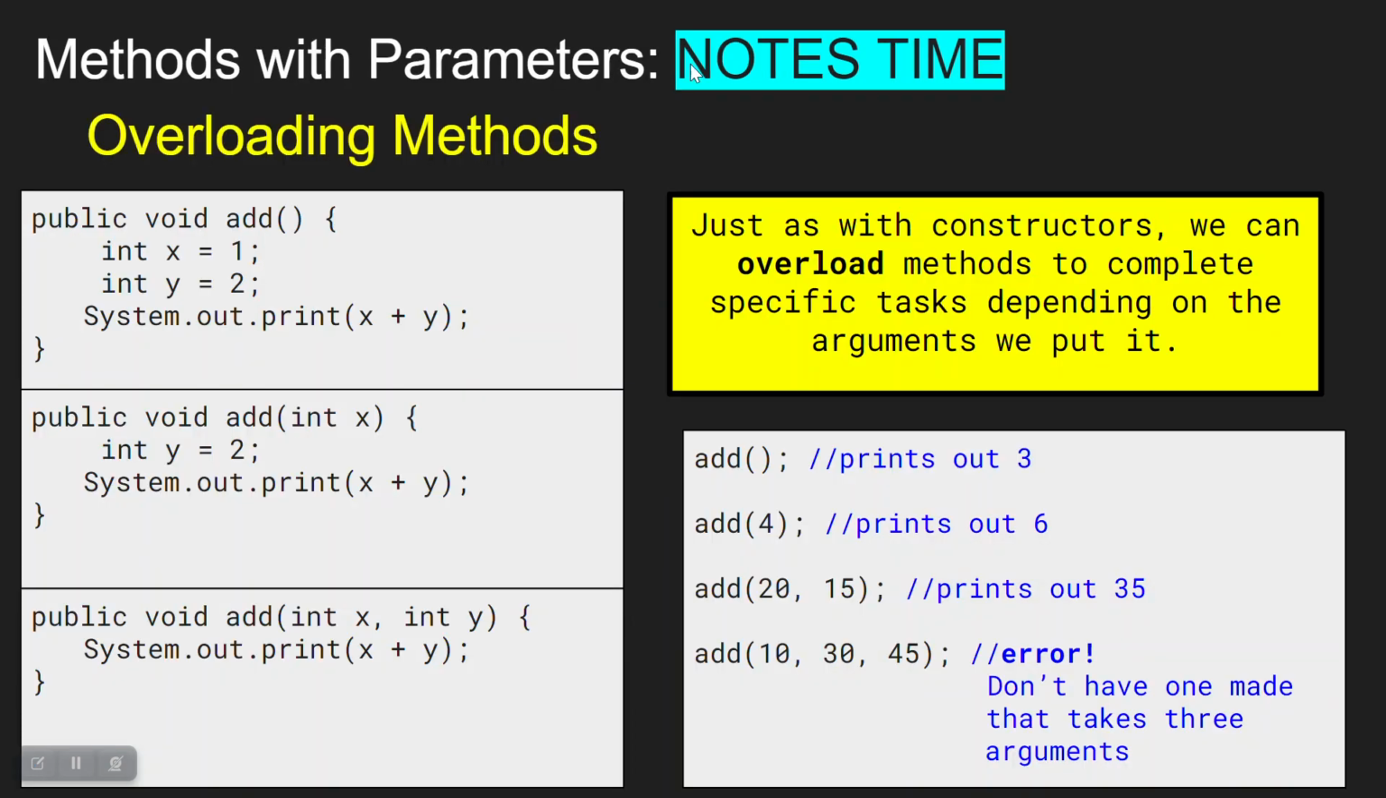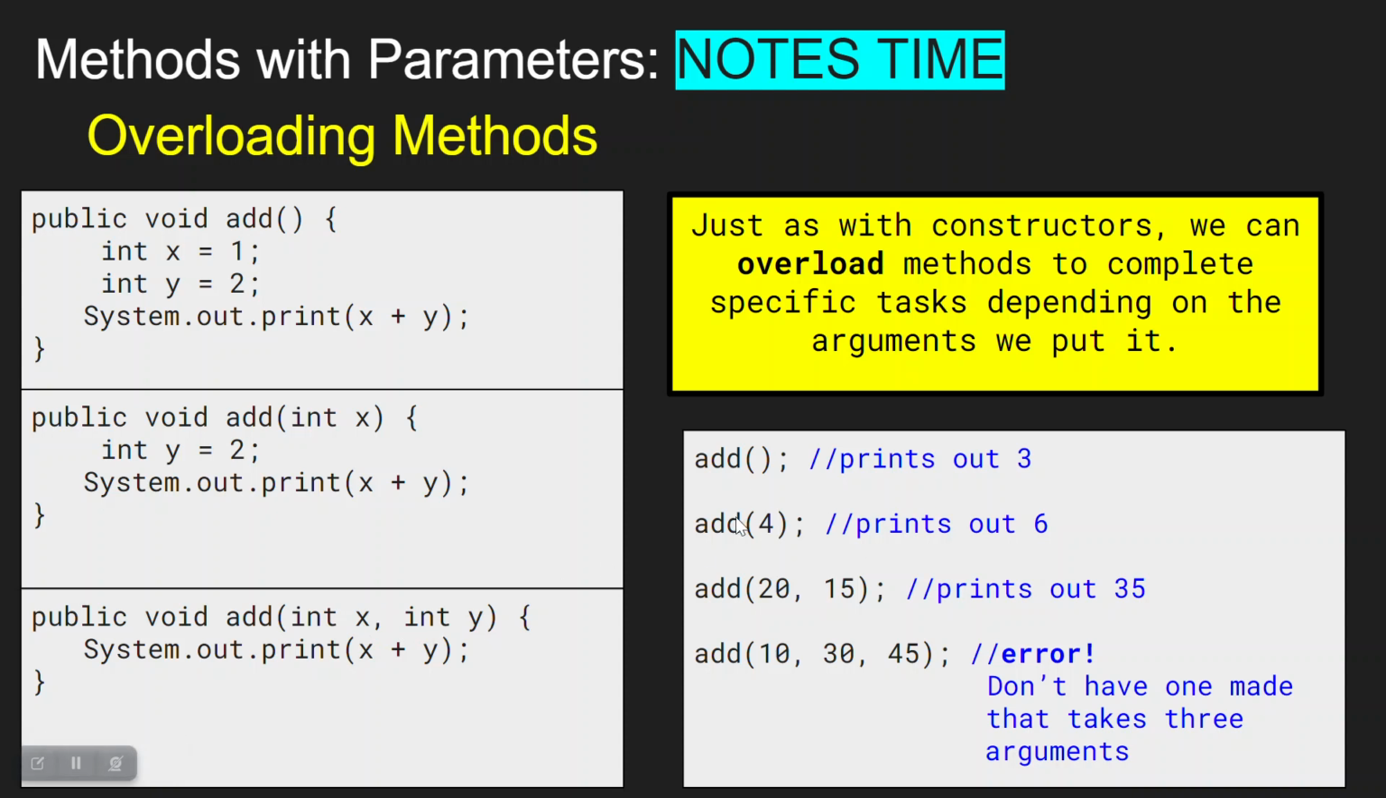All right, now there is such a thing as overloading methods, just as we could overload constructors. So just as with constructors, we can overload methods to complete specific tasks depending on the arguments we put into it. So over here, we've got 3 versions of public void add. One has 0 formal parameters. One version of it has 1 formal parameter. And then down here, we have a version that has 2 formal parameters.